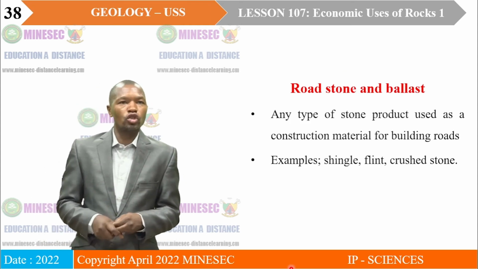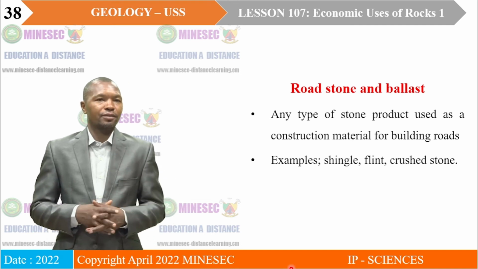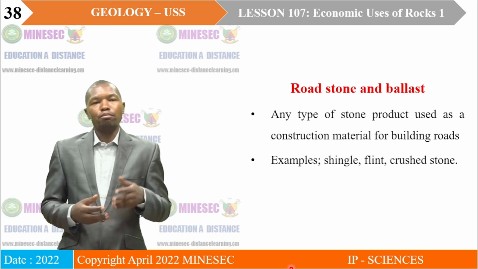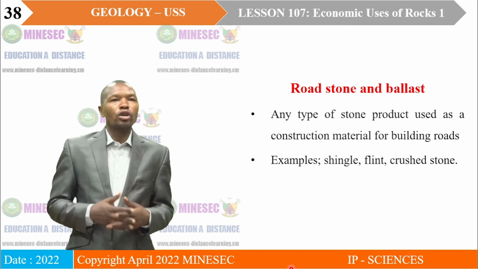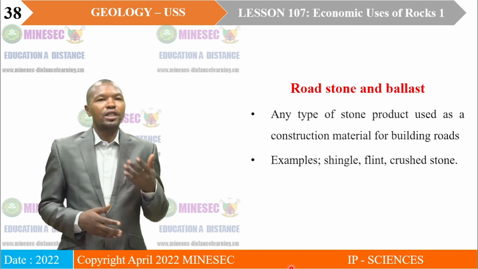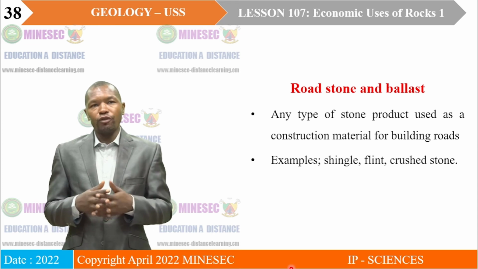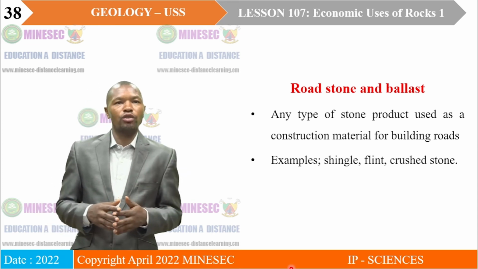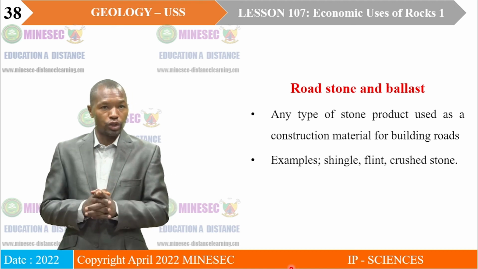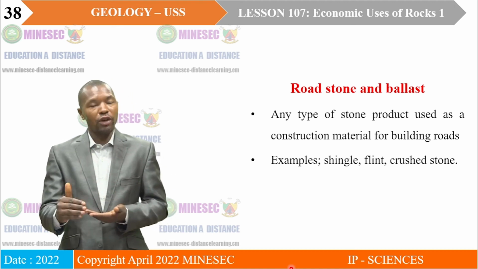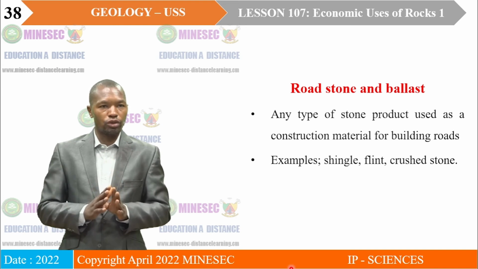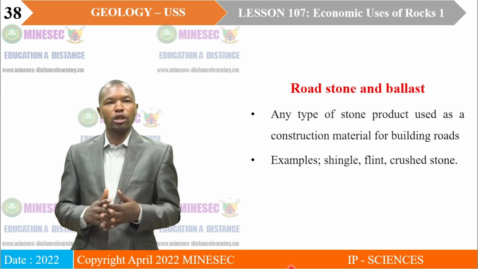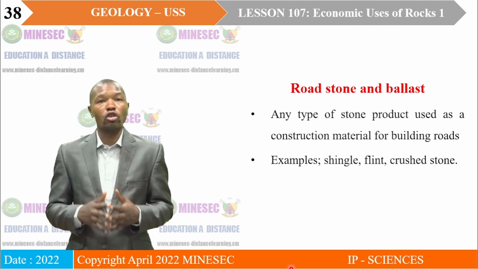Now, roof stone and ballast. Roof stone and ballast, what is it? Roof stone and ballast involve any type of stone product used as a construction material for building roofs. This one is directed to building roofs. Examples: you have shingle, you have flint, you have crushed stone.